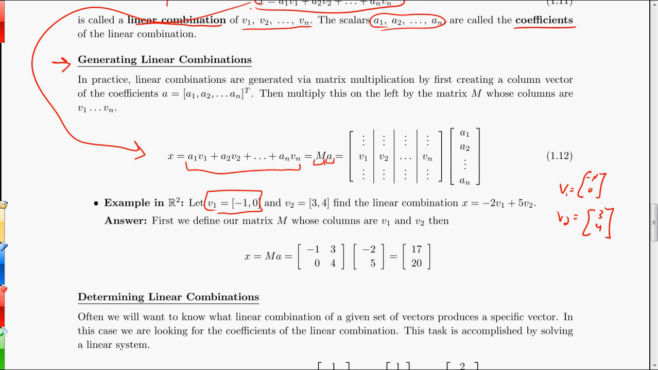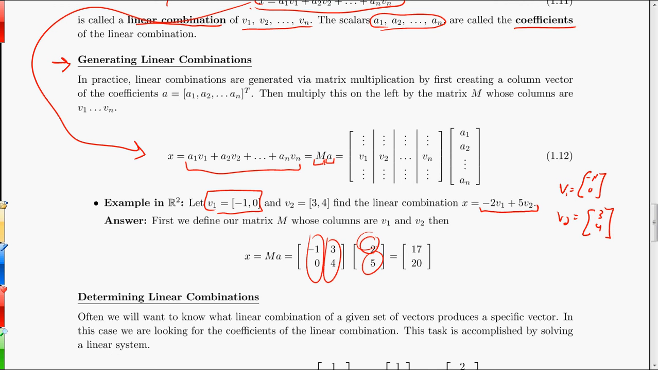Right, find the linear combination -2 times v1 plus 5v2. And this is easy enough to do by hand, but let's do it through matrix multiplication. So there's v1, first column, v2, second column. There's my first coefficient, -2. There's my second coefficient, 5.